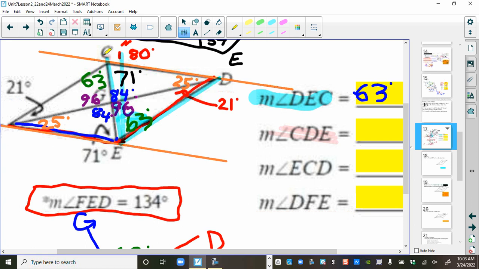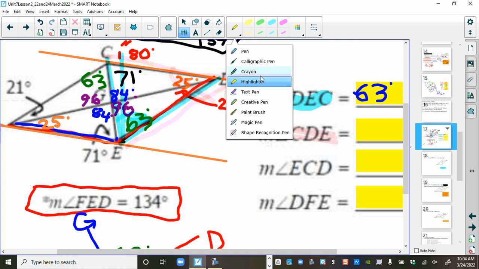Which direction do we go? Where's D? We're going down, right, left, up, to the right, and down. Now, be careful. I see we have a 25 and a 21. But what do we do with the 25 and 21? It's going to be 46 because you have to add them up.